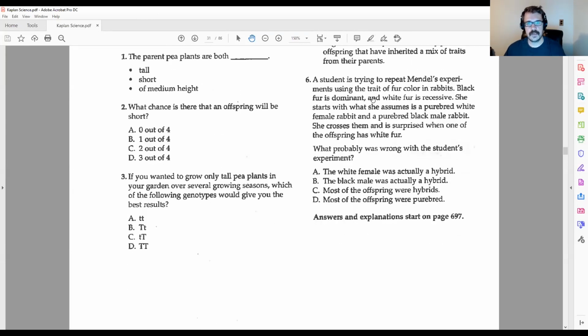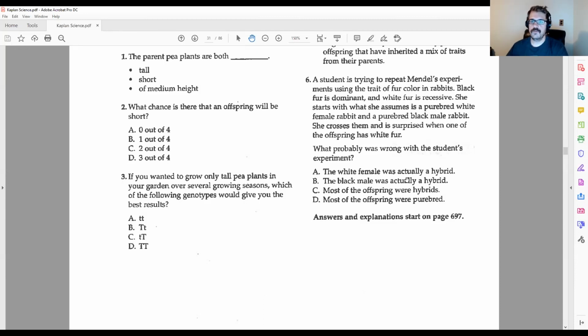Okay, 6. A student is trying to repeat Mendel's experiments using the trait of fur color in rabbits. Black fur is dominant and white fur is recessive. Okay, she starts with what she assumes is a purebred white female rabbit and a purebred black female rabbit. She crosses them and is surprised when one of the offspring has white fur. What probably was wrong with the student's experiment?